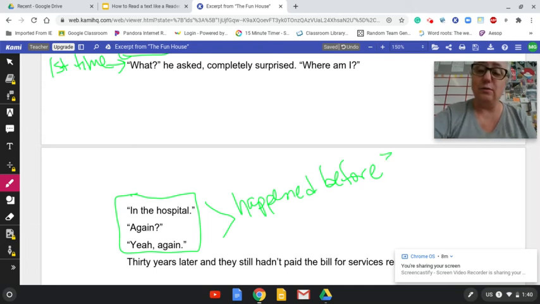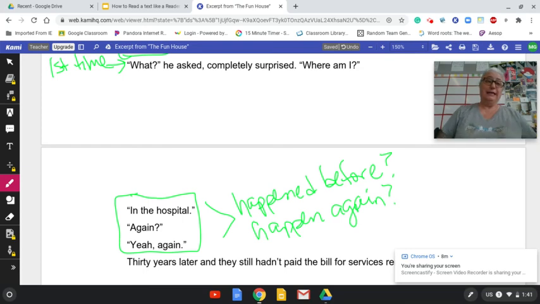Okay. And it also makes me wonder, will it happen again? He's in the hospital again. She's confirming it, but is there a pattern starting to emerge? So it's really interesting how Alexie uses this dialogue with the uncle, or not the uncle, the husband, and doesn't use a lot of words, but is able to communicate a lot through very few words.